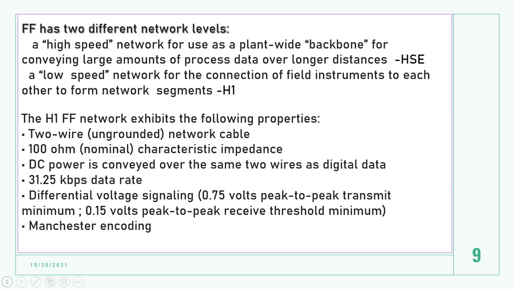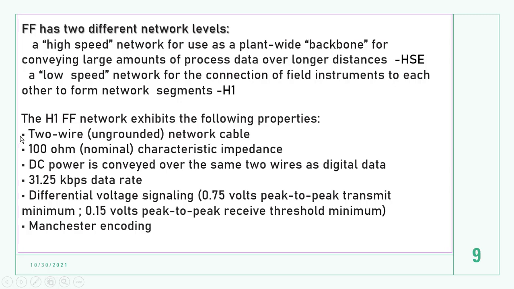Okay, FF has two different network levels. A high-speed network for use as a plant-wide backbone for converting large amounts of processed data over long distance. It is called HSE, high-speed Ethernet. On the low-speed network, for the connection of field instrumentation to each other to form a network segment, called H1. We just talk about H1. H1 is low speed. It is just the connection to the field instrumentation devices.